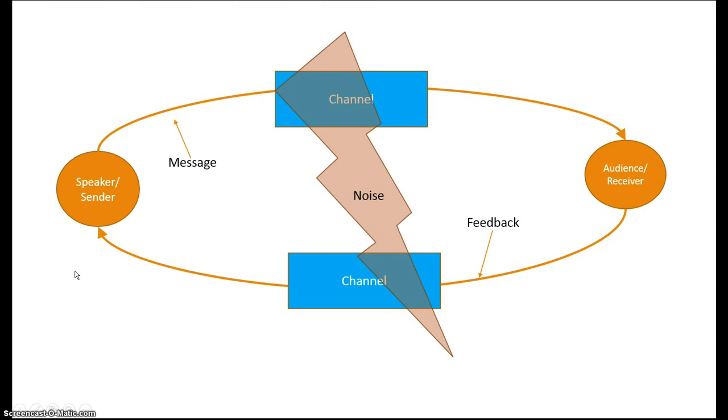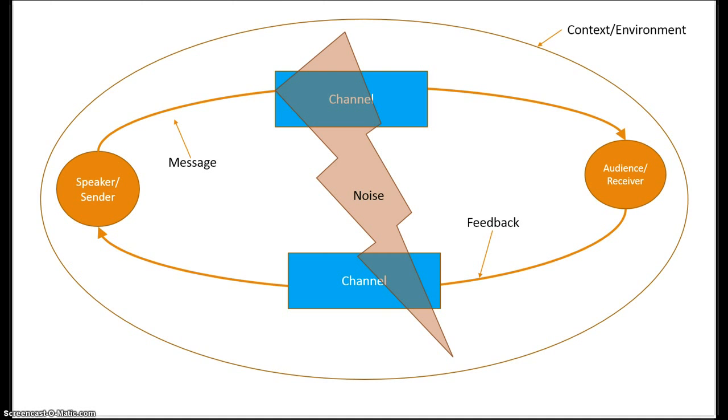There is also noise present in this model. Noise can be internal or external. External noise is pretty obvious. Maybe there's a siren outside or a loud air conditioner. Internal noise is a little less obvious. It's usually an internal state going on inside the sender or receiver. Maybe they're angry or sad or happy. Maybe they're hungry or tired. No matter what, this internal noise can be just as damaging to communication as external noise.